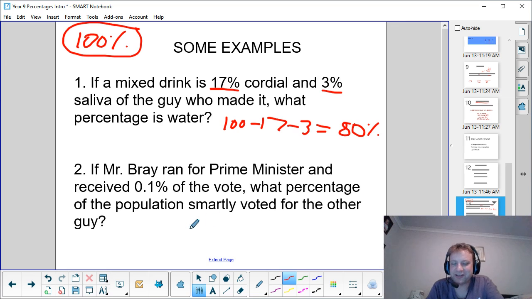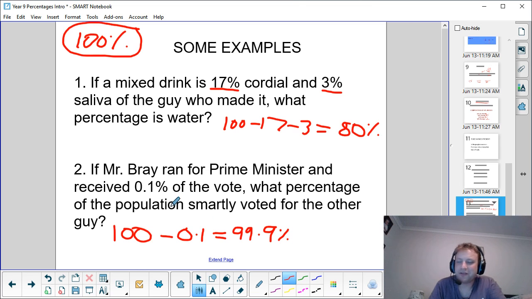With the next one, Mr. Bray ran for Prime Minister. He got 0.1% of the vote. What percentage voted for the other guy? Again, 100% is our entire population. So we take away the 0.1 that voted for Mr. Bray, and we are left with 99.9%. So for the most part, this is a composition activity. Things have to add up to 100%. They'll give you a bunch of stuff, take it away from 100 and get the answer.